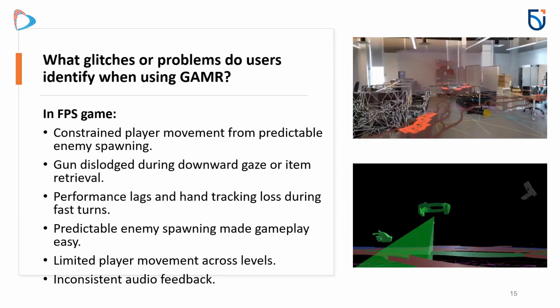And in the first-person shooter game, users identified several issues as well, where the predictable enemy spawning patterns limited the player's movement, reducing the gameplay challenge. Or the gun would become dislodged during the downward gaze or while retrieving items, disrupting the shooting experience. And some participants mentioned that the fast turns in the game led to performance lags and loss of hand tracking, affecting responsiveness. These issues underscore areas for improvement and demonstrate how Gamer can actually help identify critical gameplay problems.